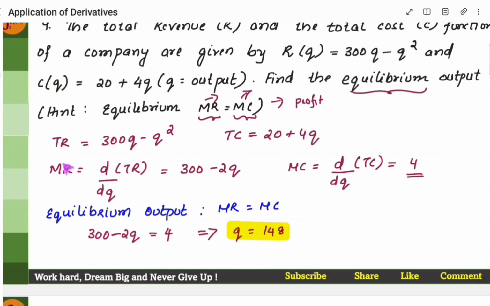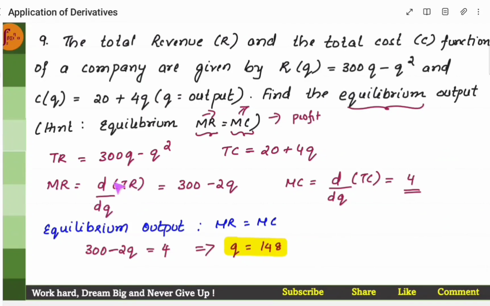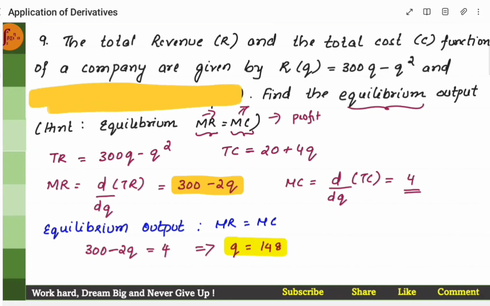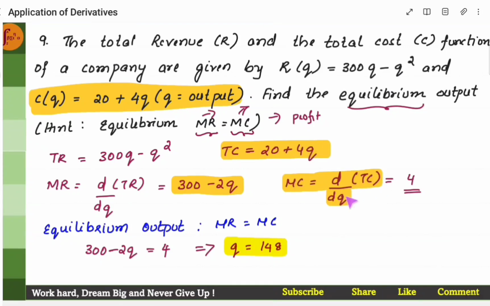So now we'll find the marginal revenue. Marginal revenue is, you differentiate total revenue. You will get this marginal revenue function. Then you have the total cost function given here. Now you differentiate this. You'll get marginal cost. When you differentiate, you'll get 4. Equate both of these. Equate marginal revenue and marginal cost. 300 minus 2q is equal to 4. And then you'll get the value of q. Q is 148. What is q? Output. When the number of units produced is 148, that's when you will see an equilibrium state, or that's when you will see marginal revenue being the same as marginal cost.